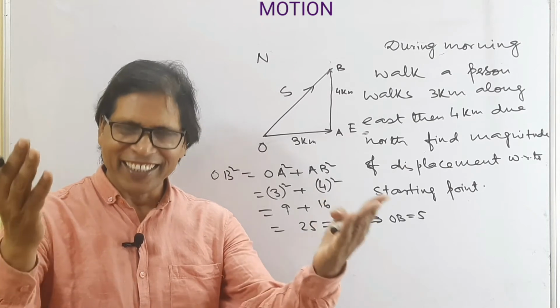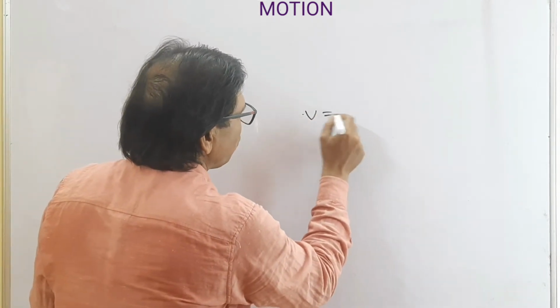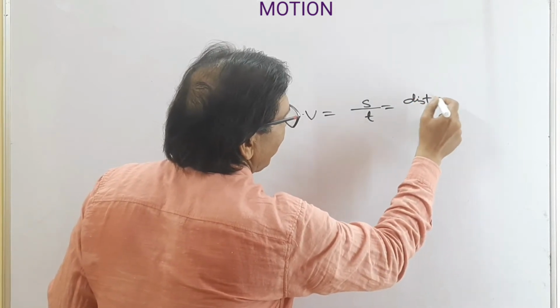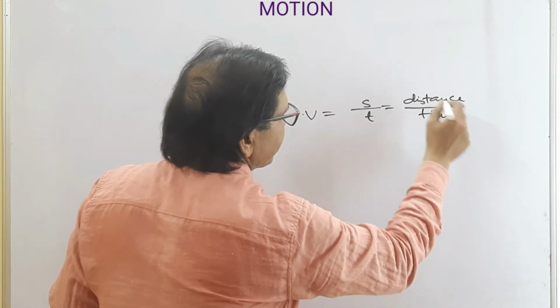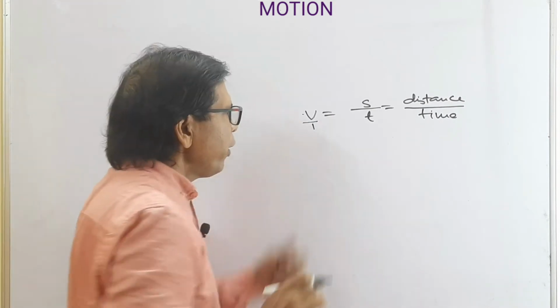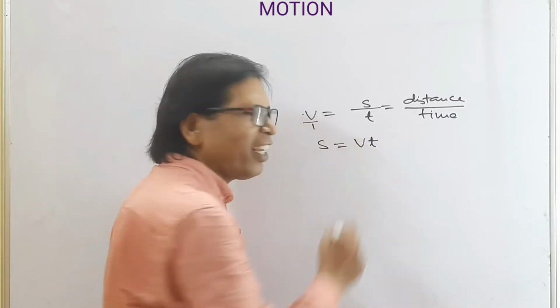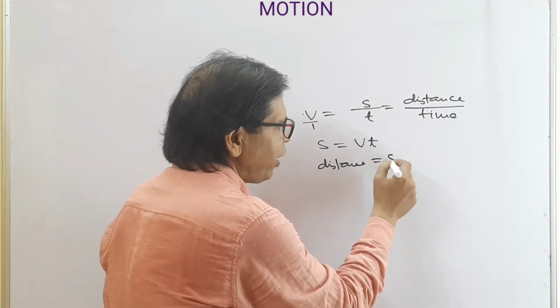Understood? Next, speed. Speed is the rate of change of distance with respect to time. So speed V equals S by T, that is, the distance covered by a particle in time T. So speed equals distance by time. On cross multiplication, S equals V into T. So distance equals speed into time.